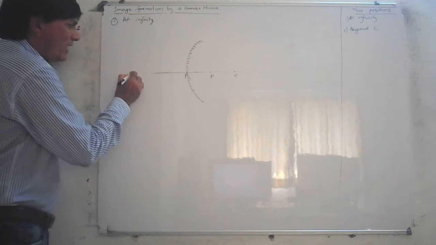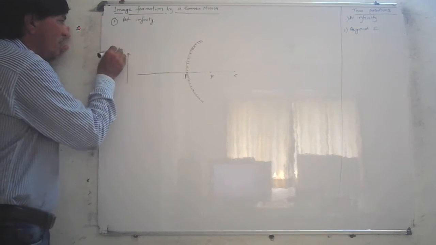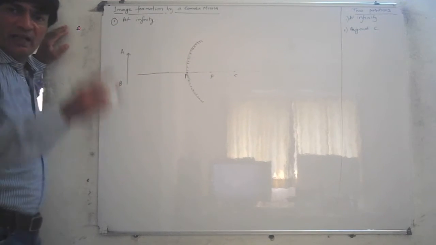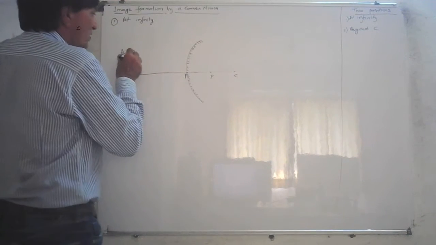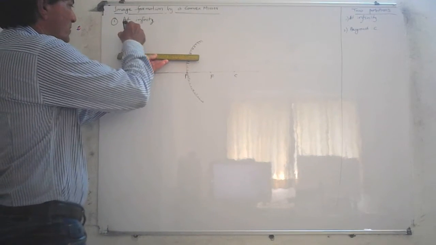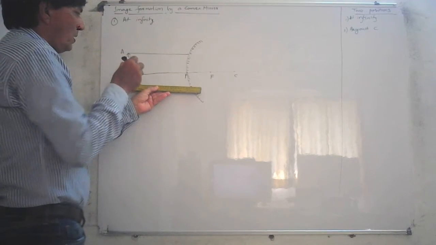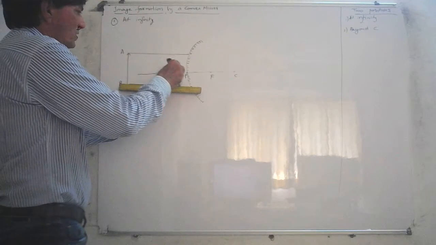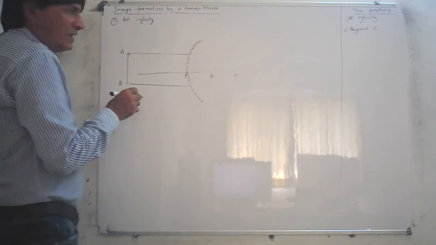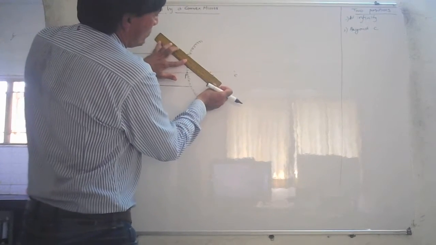Now, an object is placed at infinity. Suppose this is your object, AB. It is at infinity, like a distant star. Then the rays of light, as I used the ruler yesterday, in the same way I am going to use the ruler today also. One ray of light comes parallel to the principal axis, this way. The other ray of light from here, also parallel to the principal axis, this way. And then after reflection they appear to pass through the focus.